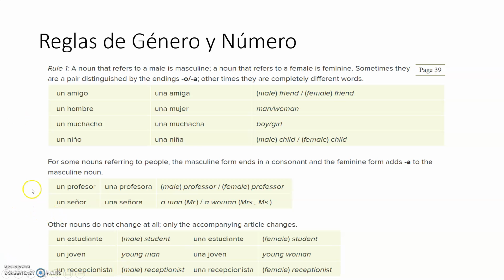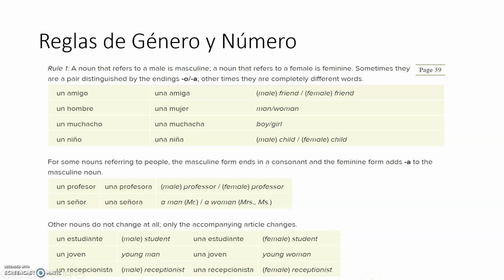Another thing that we can take into account too, some masculine forms might end in a consonant rather than an O. For example, profesor or señor. When they're referring to people, we're referring to men. And una profesora, una señora, they do end in A, they refer to women.